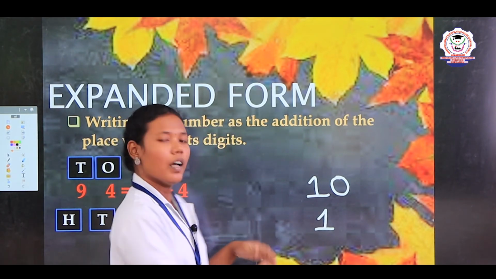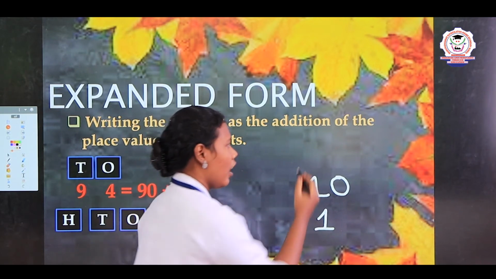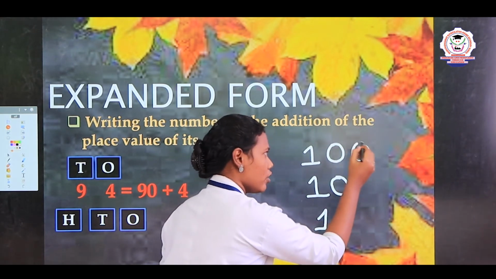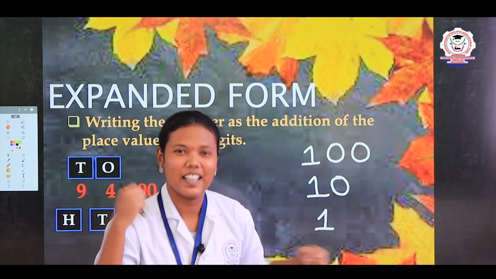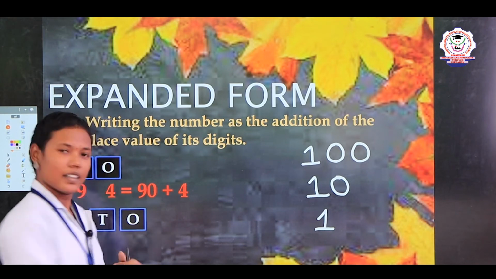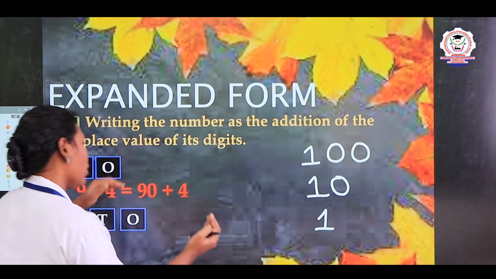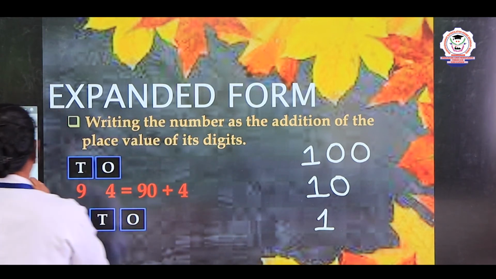The same, how many zeros in 100 shall we write? How will we write 100? 1, 0 and also 0, right? How many zeros in 100? 2, right? Okay, we use 2 zeros for the hundreds place. Okay, children, I think you are clear with this. So with this concept, we will write expanded form now.